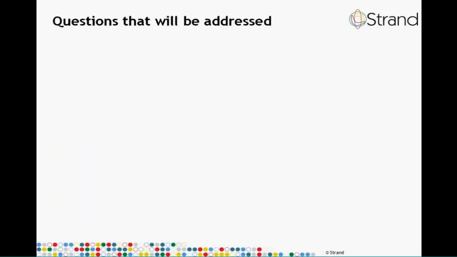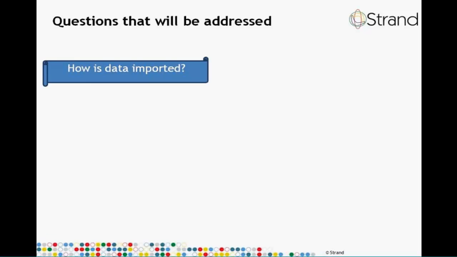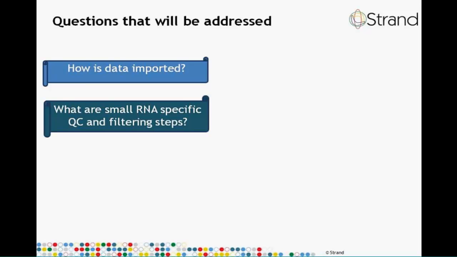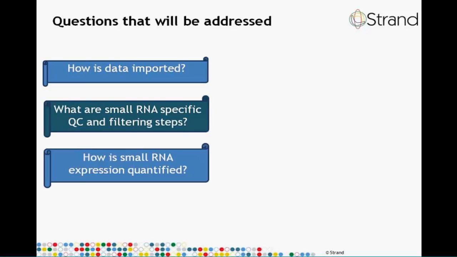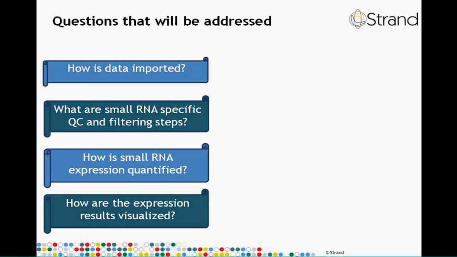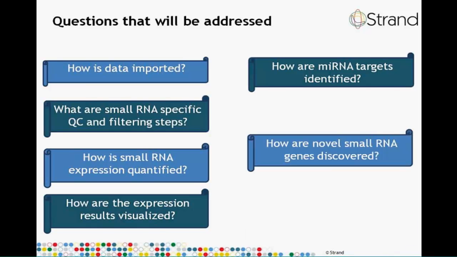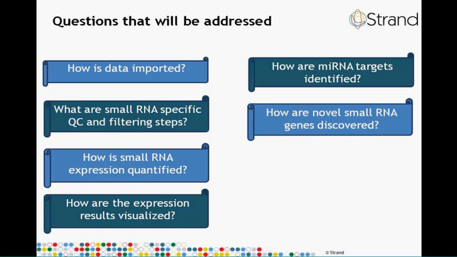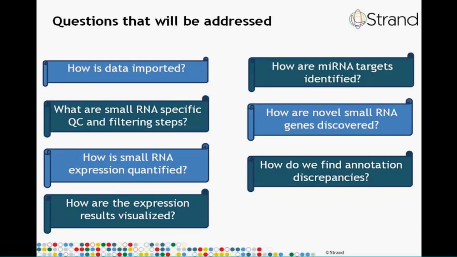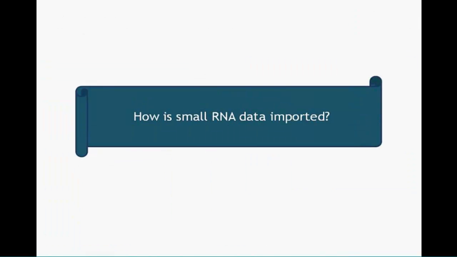In today's webinar, some of the questions that will be addressed are: how is small RNA data imported into the tool? What are small RNA specific QC and filtering steps? How is small RNA expression quantified? How are the expression values visualized? How are miRNA targets identified? How are novel small RNA genes discovered and classified? And how do you find annotation discrepancies since it's still an emerging field? So let me start off with how is small RNA data imported into the tool.